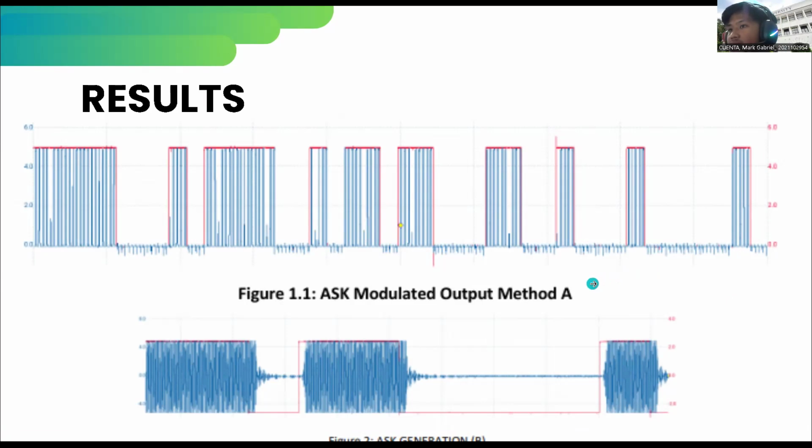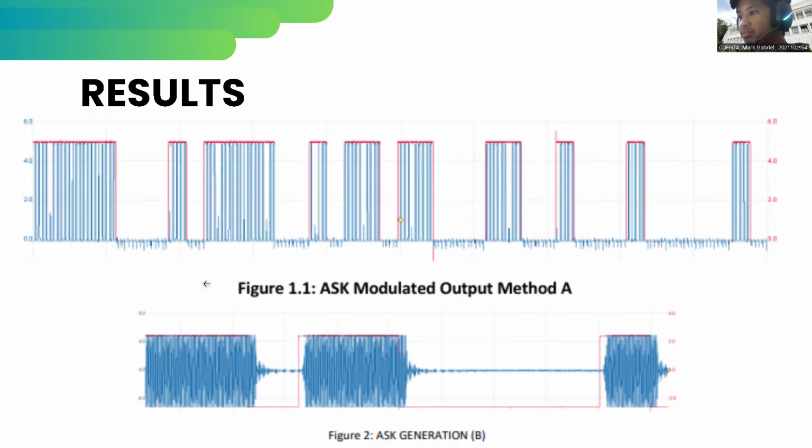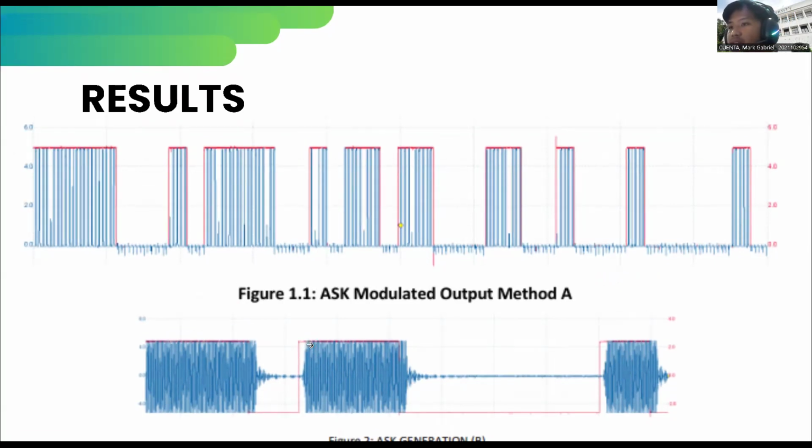In this Teams activity, first is figure 1, which is the ASK modulated output method A, wherein the red waveform represents the message signal, while the blue waveform represents the carrier signal. The resulting output is a digital signal produced by combining the message and the carrier. This demonstrates how ASK modulation encodes digital information through changes in signal amplitude.